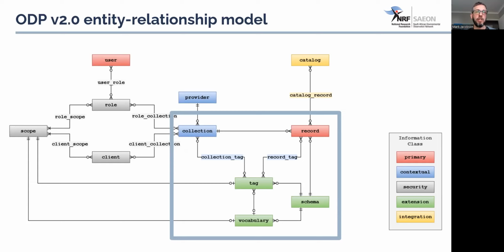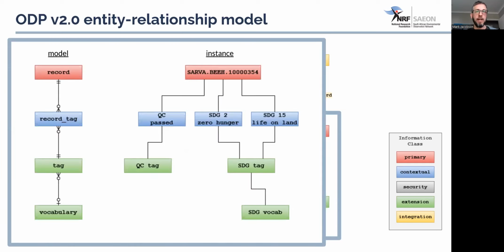Some tags may be associated with a vocabulary. For example, we've recently implemented SDG tags, SDG being United Nations Sustainable Development Goal, which is associated with the SDG vocabulary. Now let's zoom in again, this time to the record tag many-to-many relationship. Using the same example of a SAVA record, we've attached 3 tag instances to this record. One is a QC or quality control tag, and it's been attached with the value of pass. The other 2 tags are instances of the SDG tag type with values referencing keywords from the SDG vocabulary.